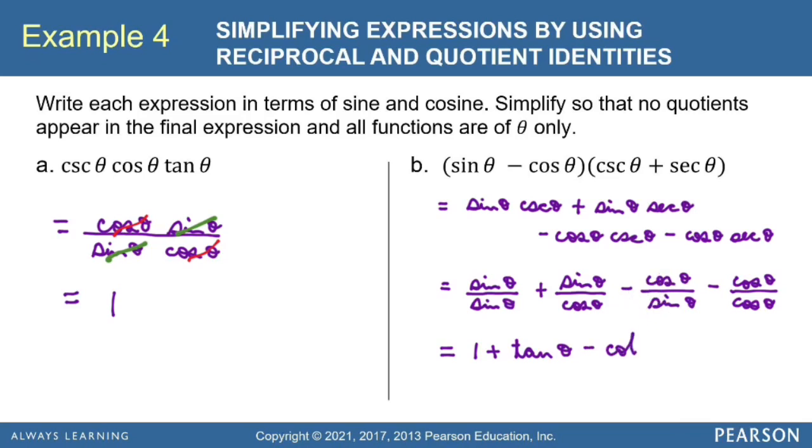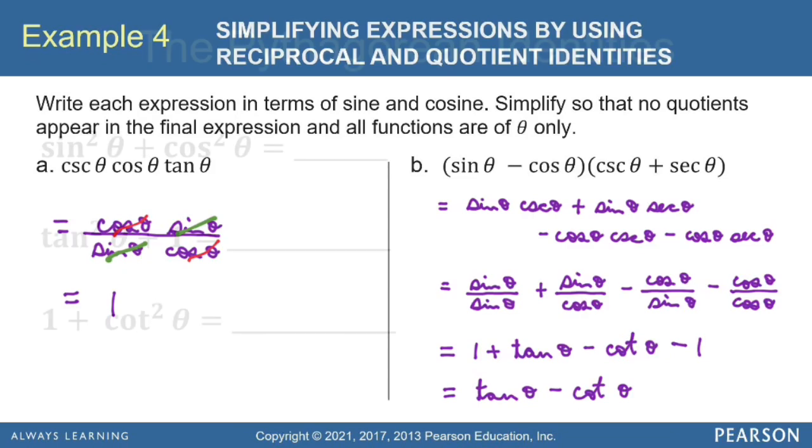We know that's equivalent to cotangent. And then we have minus cosine of theta over itself. Well, anything over itself is 1. And so now we have 1 plus tangent of theta minus cotangent of theta minus 1. And we can see that if we combine like terms, the 1 and the minus 1 will add up to 0. And we will just be left with tangent of theta minus cotangent of theta.